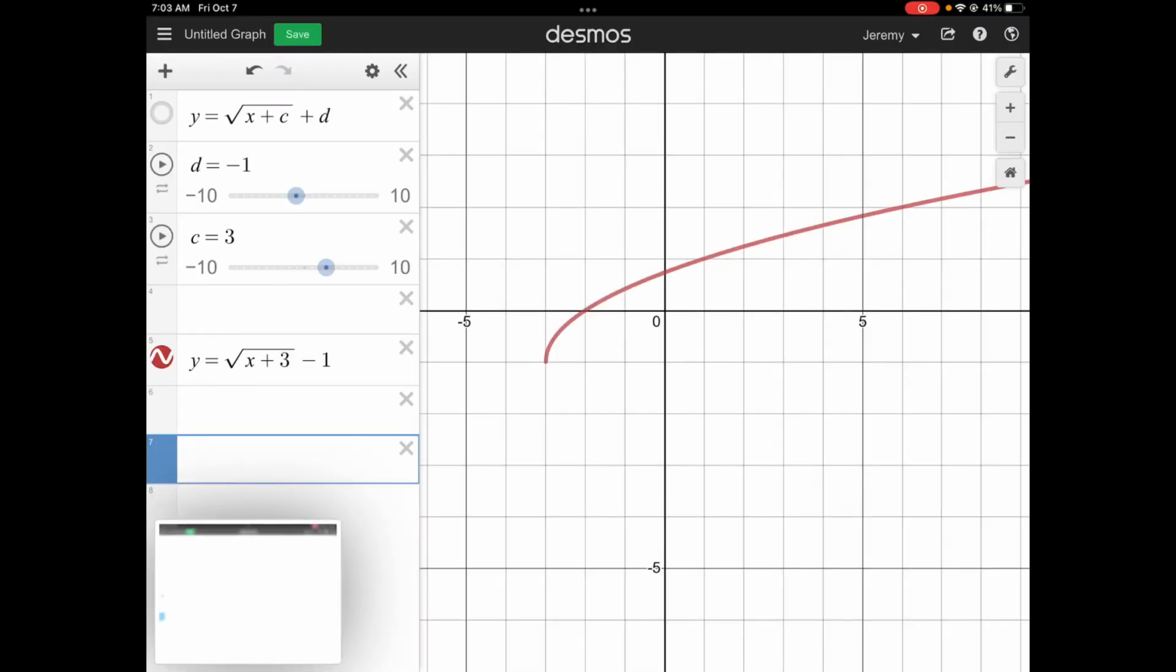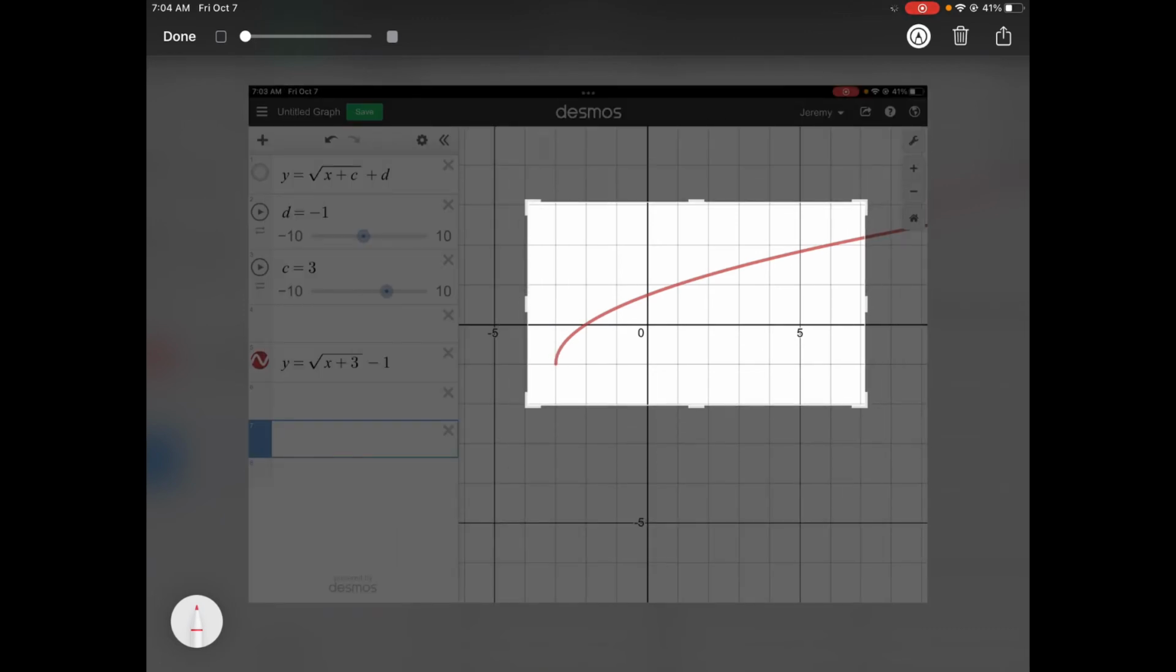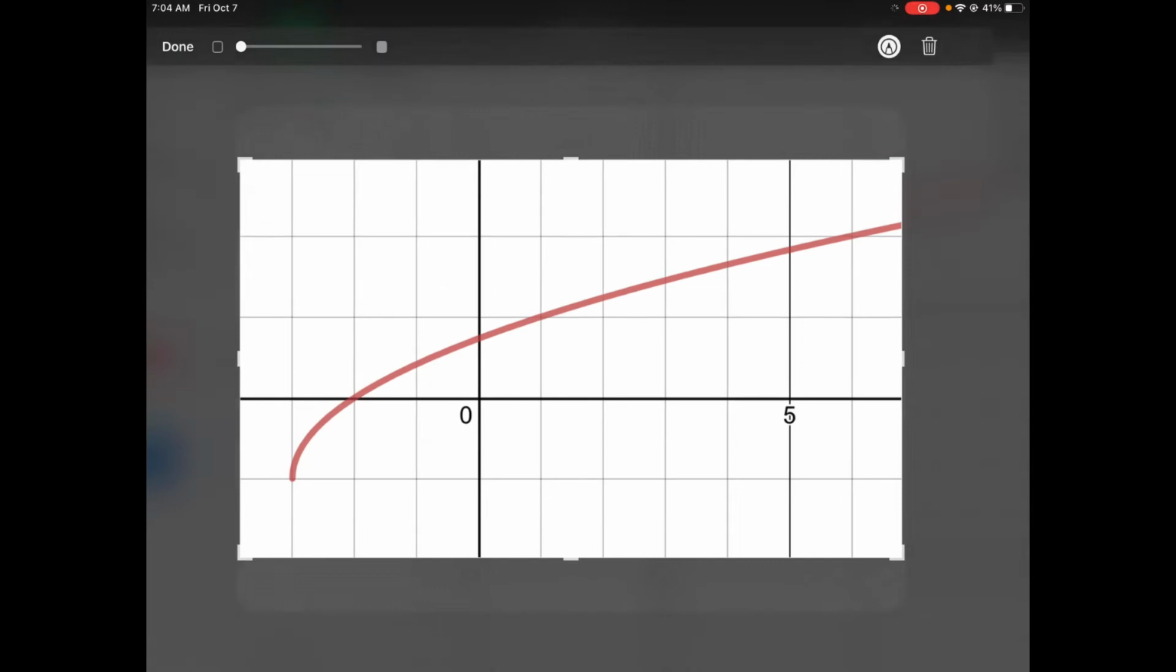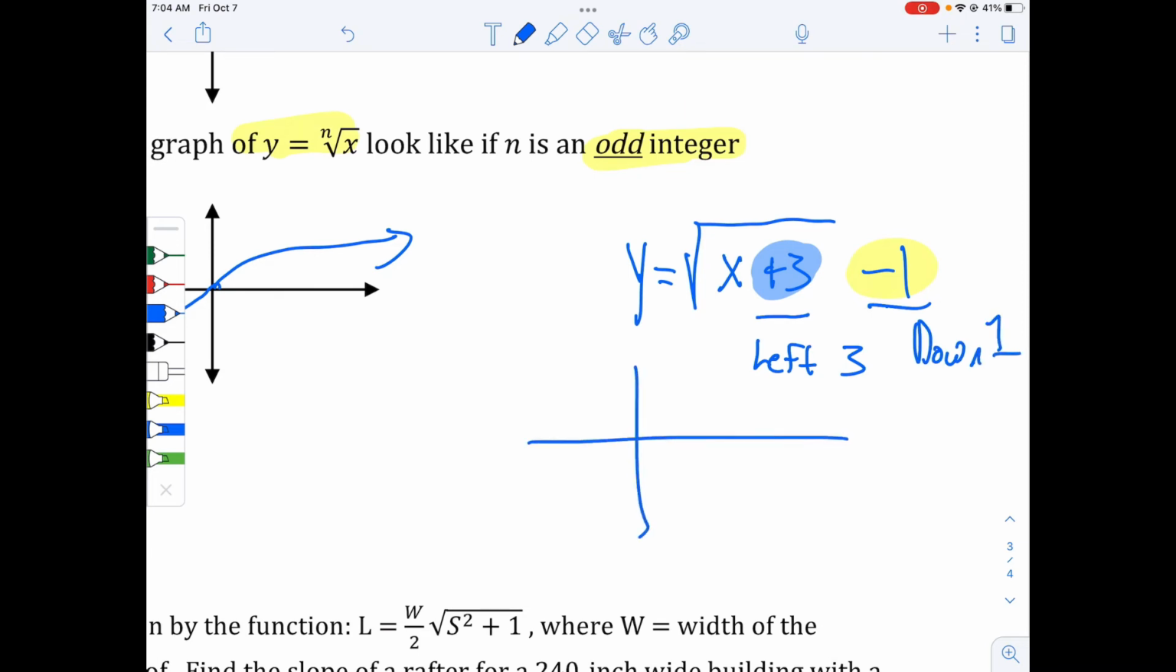So, all right, what's the point here? This little graph right here that I'll steal a copy of is a graph of the square root of x plus 3 minus 1, okay? So the point being, this moves it left. I know it seems like it should move it right because it's plus, but left and right are backwards. Left 3 and down 1. So we should expect it to look the same, but it's going to go left 3 and down 1.